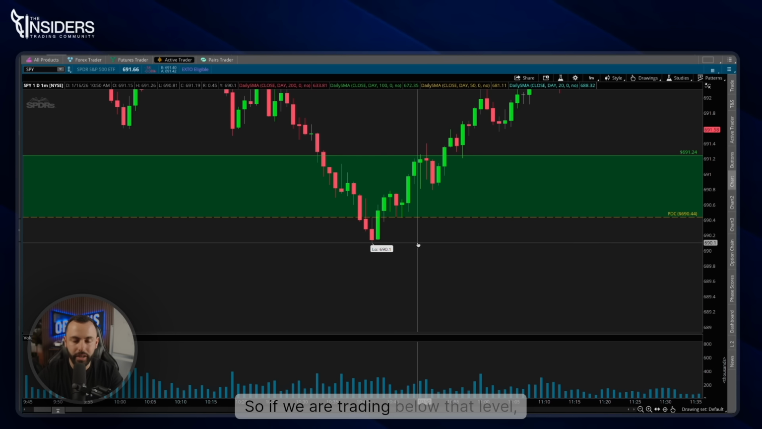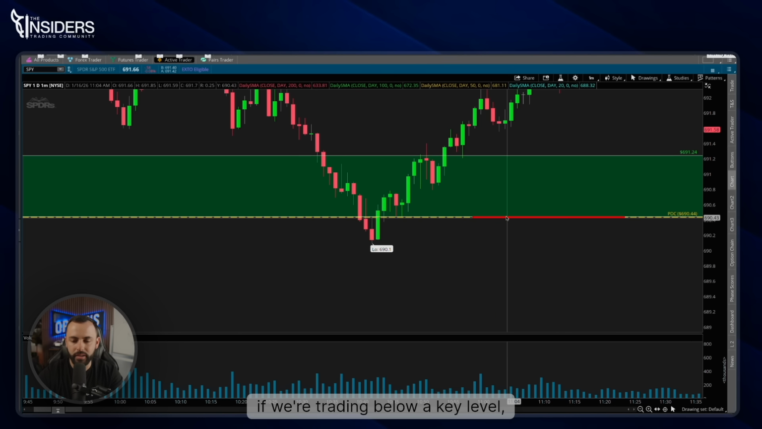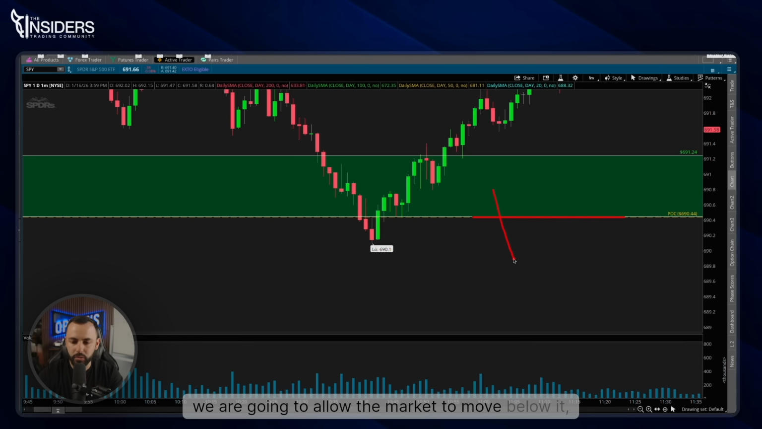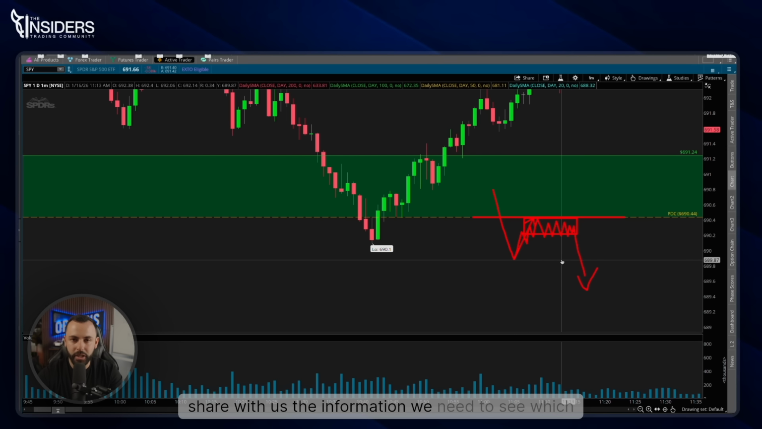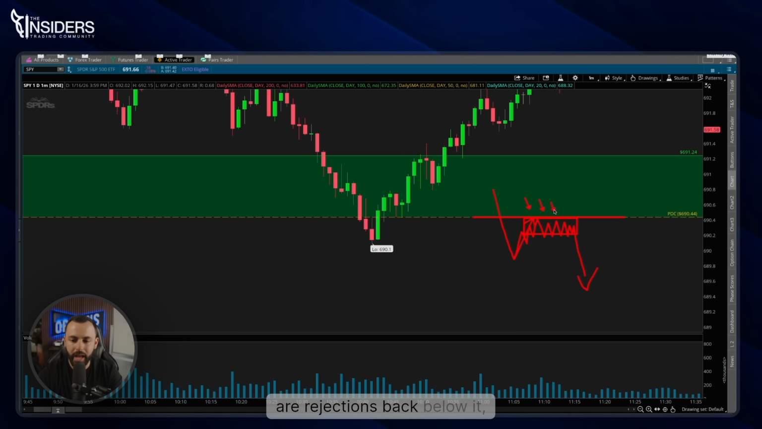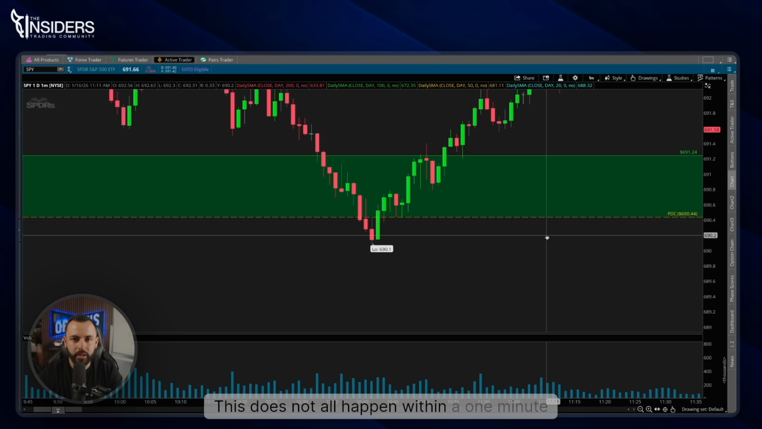So if we are trading below that level, what are we going to look for? Well, if we're trading below a key level, we are going to allow the market to move below it, bounce back into it, and show us that rejections are continuing to come in, which could lead to downside continuation. But we need the market to bounce back into that level, share with us the information we need to see, which are rejections back below it, and then look for that downside continuation. This does not all happen within a 1 minute candle. We need to be patient at the key level and read the price action.